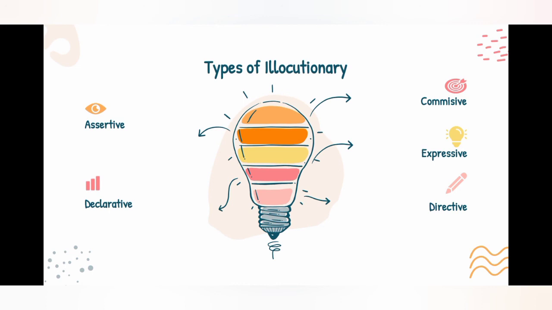Okay, the next is the types of illocutionary. Illocutionary has 5 types. The first type is assertive, and then declarative, and the third is commissive, and then expressive, and the last is directive.